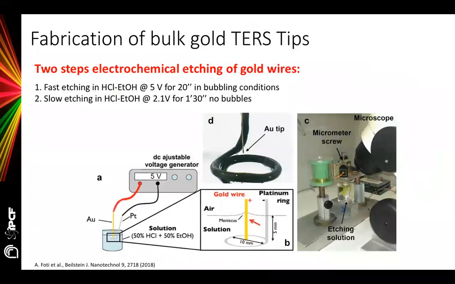In this case, for example, I will show you a simple double-step etching method for the fabrication of bulk gold tips, starting from thin gold wires. What we need is a voltage generator, a crystalline gold wire that is used as an anode, and a platinum ring that acts as a cathode. The wire and the ring are immersed inside the solution, which is composed of ethanol and hydrochloric acid, and the process is inspected through a stereo microscope.